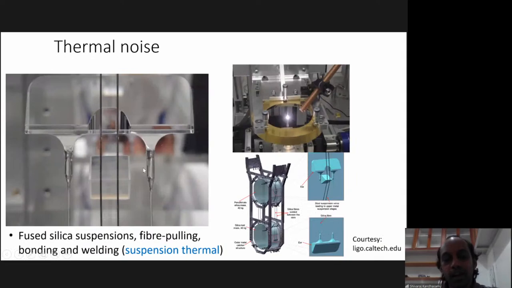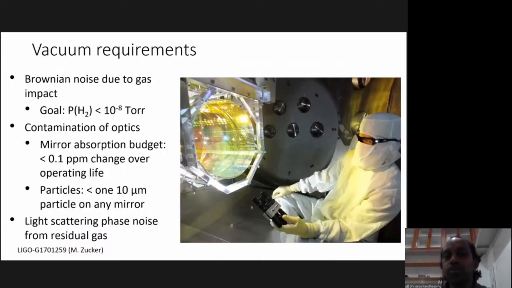Thermal noise can also come from the suspension, since as I said, we need to have these objects suspended. But the problem is that when you have suspended objects and you are connecting two different materials, at the point of connection you can have some thermal noise. To avoid that, the wires for the suspension in LIGO are also made of glass, the same material as the mirror, so that you don't have two different materials.